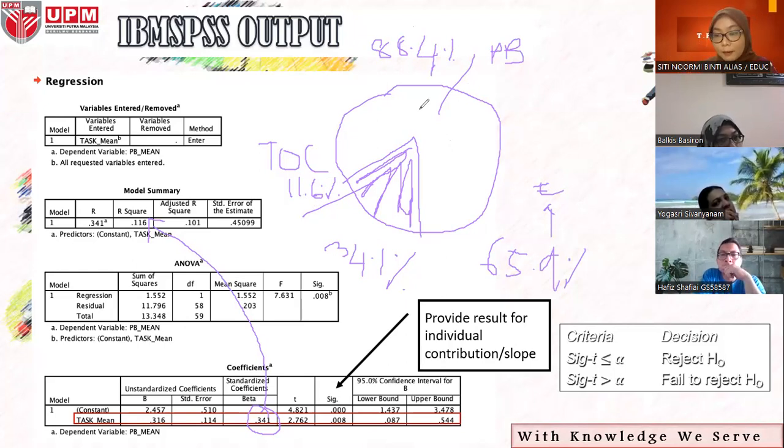Faham Hani? The first one ni. Okay. So in total we have 11.6%. After we further our analysis to see the individual contribution, out of 11.6%, only 34.1% out of 11.6% of variance in philanthropic behavior is explained, in which the other 65.9 is an error.